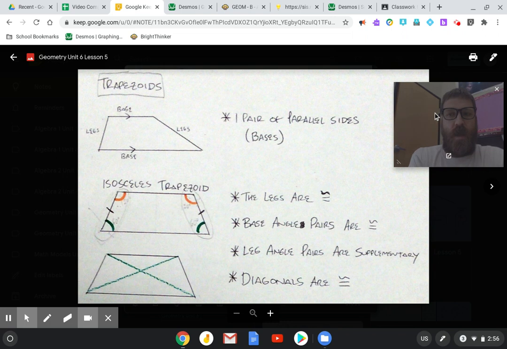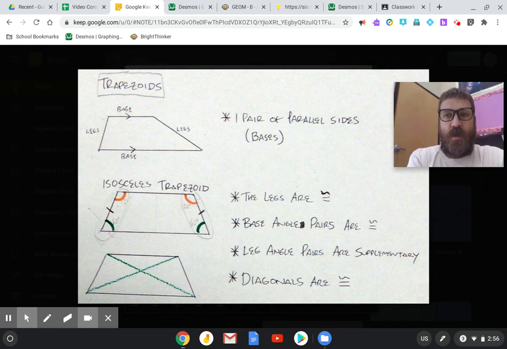Trapezoids. A trapezoid is a type of quadrilateral. And if you look back at the sort of family tree that I put in the notes previously, you'll notice a trapezoid does not fall under the category of parallelograms. It is its own sort of branch of the family, so to speak. That is because trapezoids have just one pair of parallel sides.